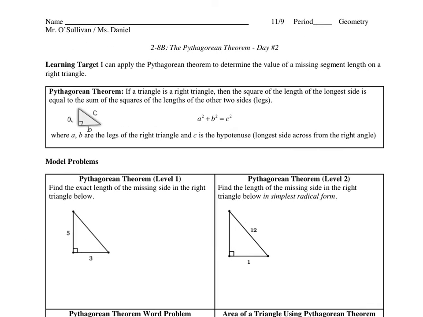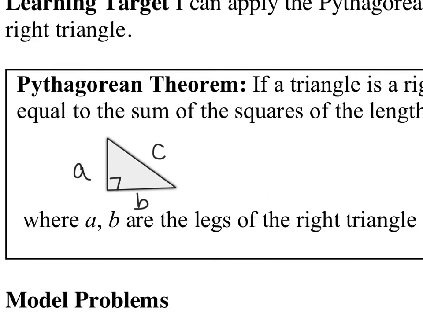So let's go down to our model problems, and I believe it was Lysandra who asked, does it really matter where you put your hypotenuse? And yes, it does matter. It always has to be across from that right angle. So C will always be here.